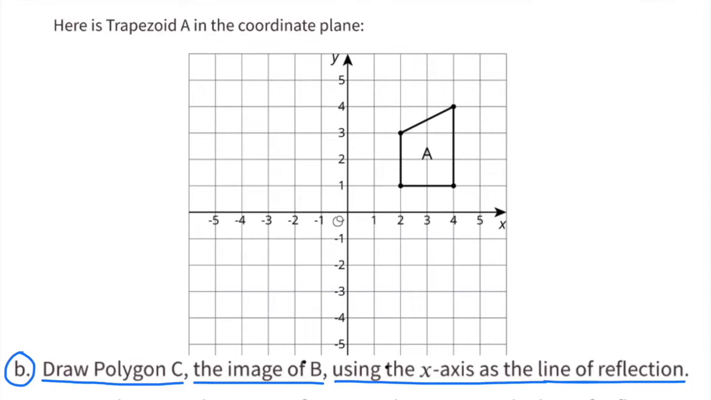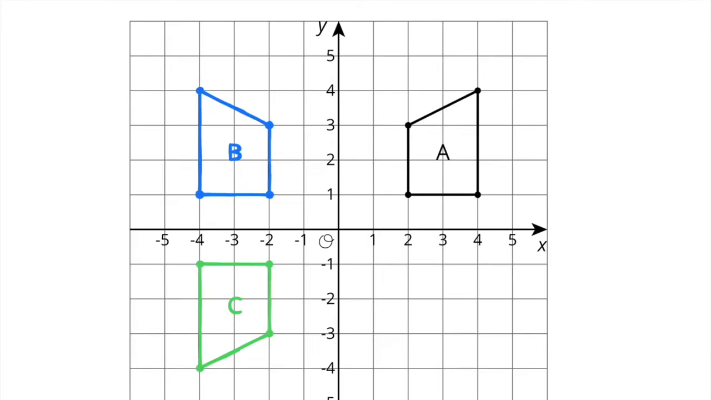B. Draw polygon C, the image of B, using the x-axis as the line of reflection. In green, I've drawn polygon C. It's the image of polygon B, and I use the x-axis as the line of reflection.